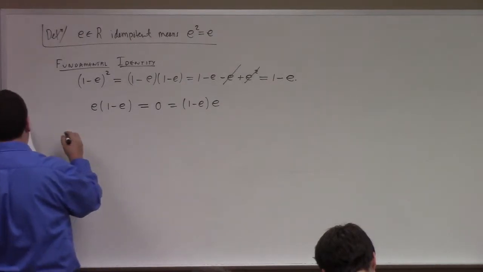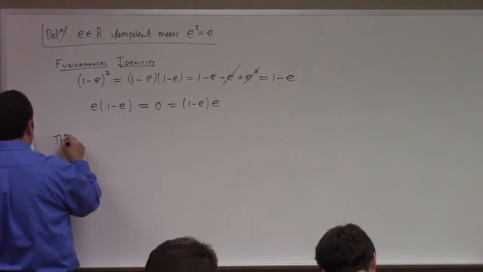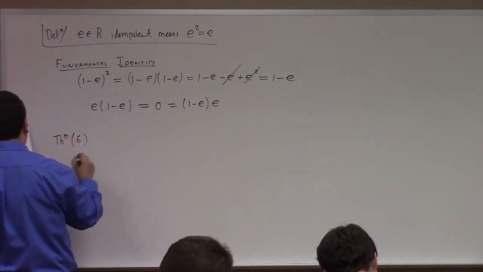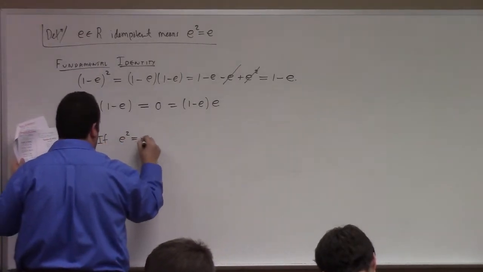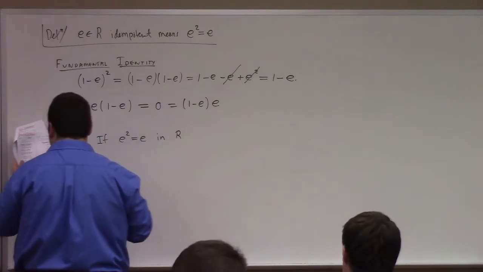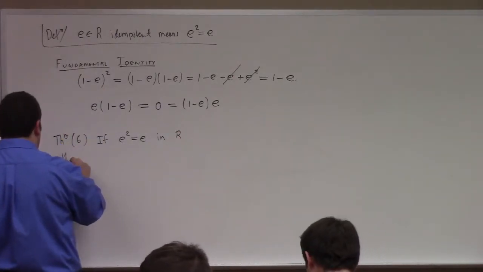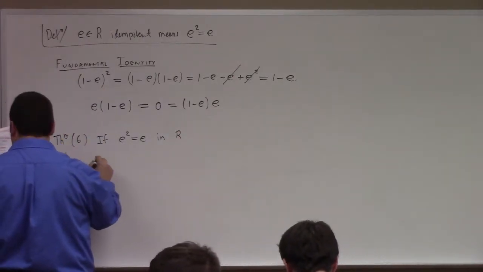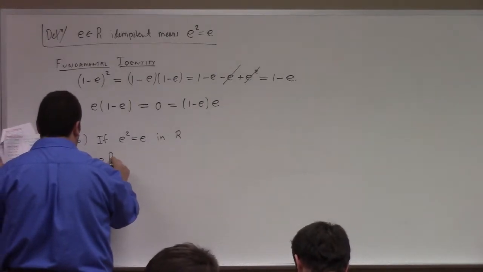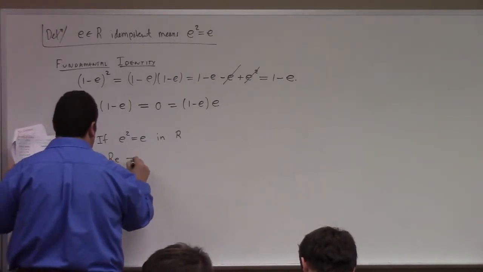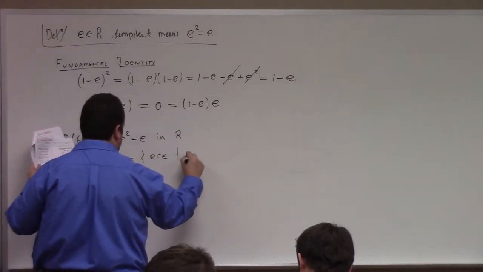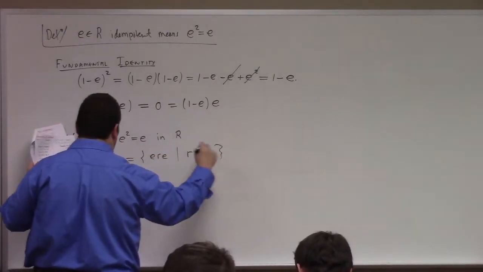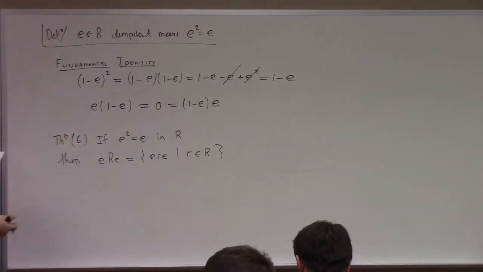So Theorem 6, which I will not prove, but I'll state because it's really interesting. It says if you have an idempotent element, e squared equals e, in a ring R, all right, then you can define, as he calls it, the corner of the ring, eRe, which is the set of elements ere, such that r is in R, all right? This gives a ring with unity e.